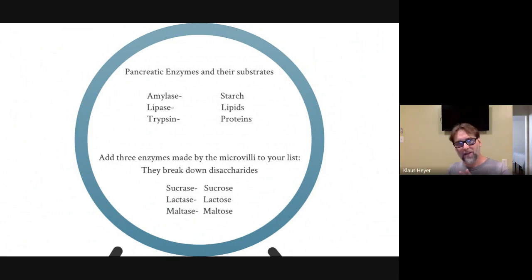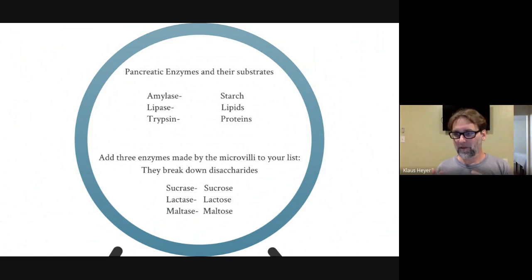And then there's 3 enzymes that are made by the microvilli that break down disaccharides. And I don't know if you remember from chapter 2, but there were 3 disaccharides: sucrose, lactose, maltose. The enzymes are sucrase, lactase, maltase. The enzymes are the same word except with an A. So sucrase breaks down sucrose. Lactase is the enzyme that breaks down lactose.